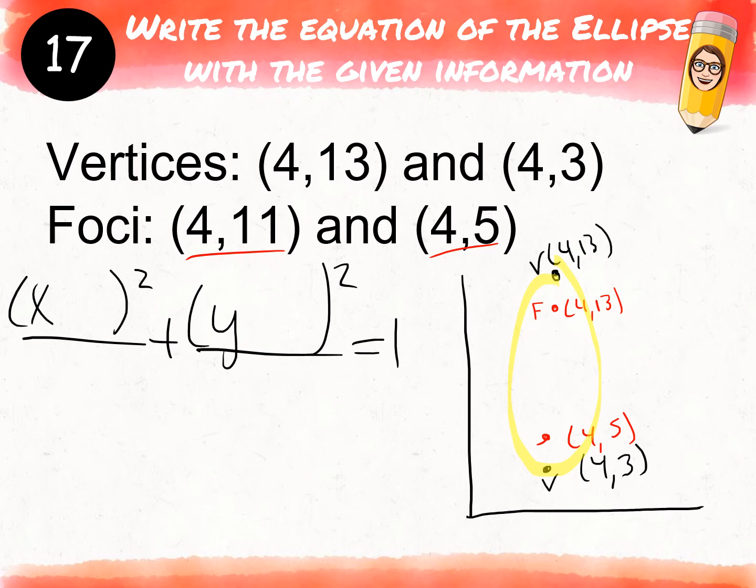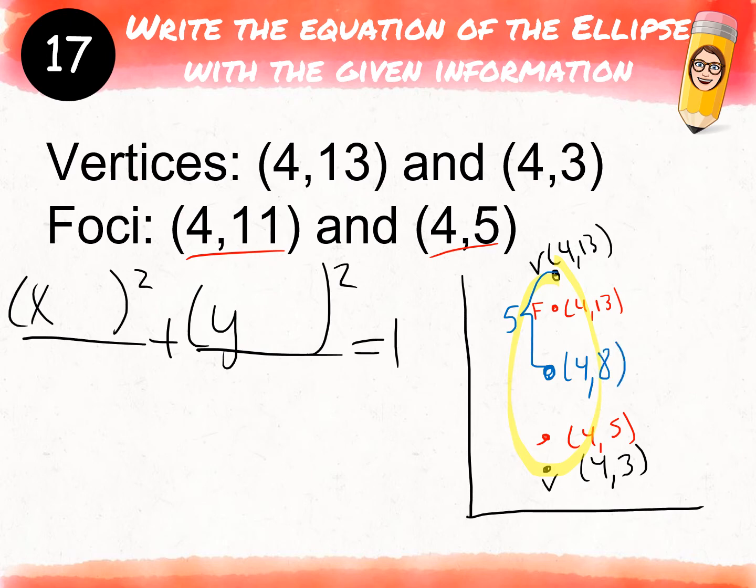Let's talk about the center. I can find the center point. The center is going to be somewhere around here, right? That means my x point is definitely 4. My y value, the distance from 13 to 3 is 10. Cut 10 in half, and my distance would be 5. 13 subtract 5 gets me to 8.